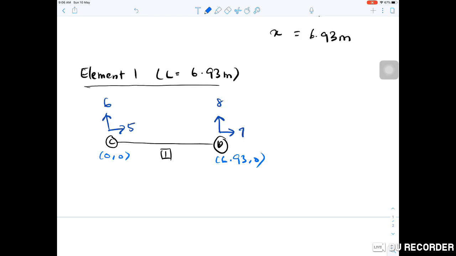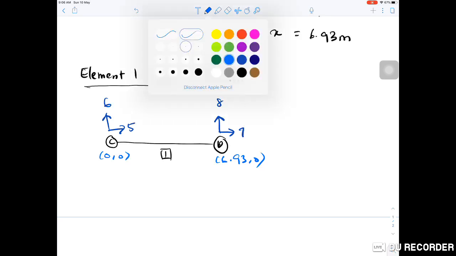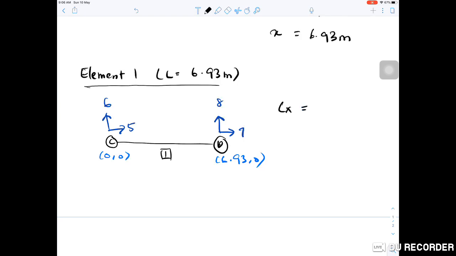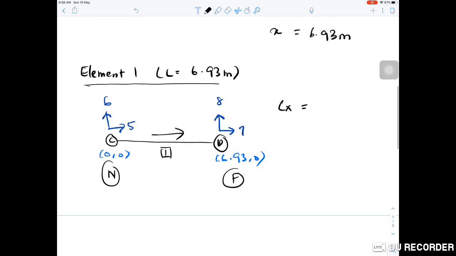Okay, so Cx and Cy. For Cx we have to look at this far and this near, because the arrow is always going to the far end. The arrow shows the far end, so it is 6.93 minus 0 divided by 6.93, which is equal to 1. For Cy, for a horizontal member, Cy is equal to 0.